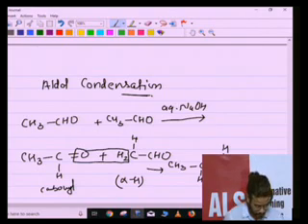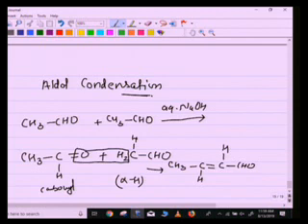Let me explain it again. I take the carbonyl part from one molecule and the alpha hydrogen part from the other. After this I have removed just one molecule of water, minus H2O, and then I have joined both the carbons with a single bond with the help of a double bond, forming this compound. Now let's start with the mechanism.